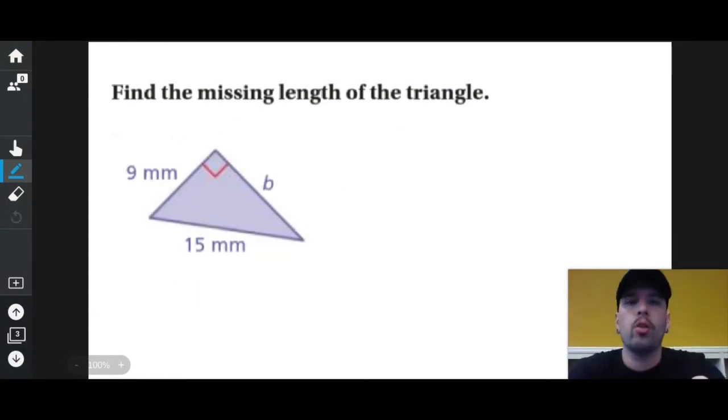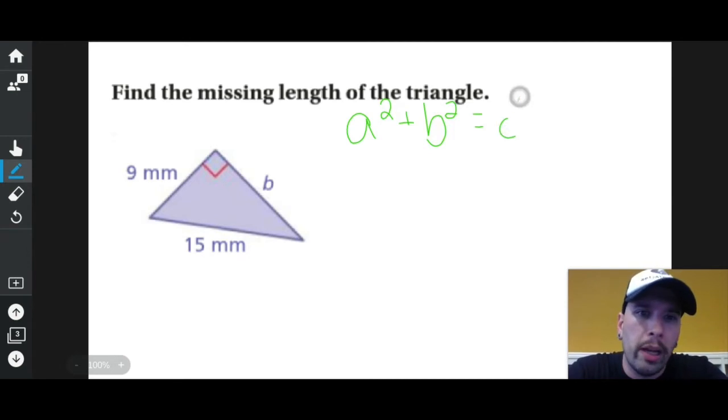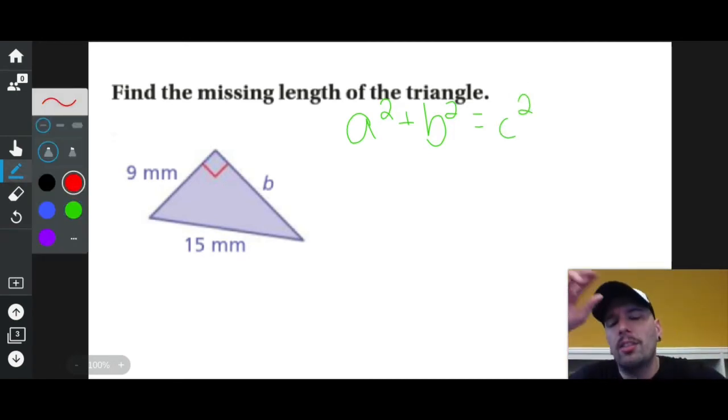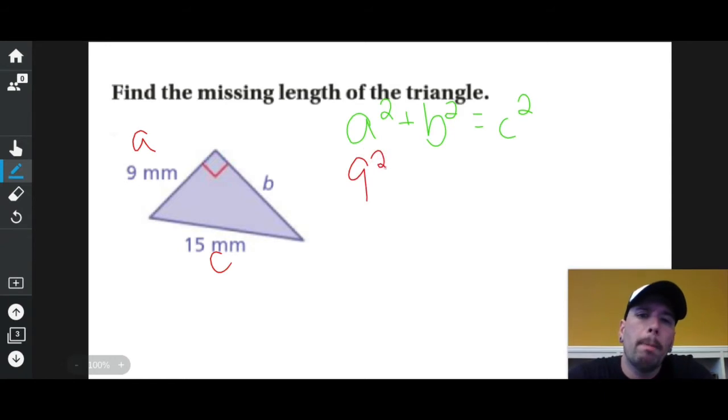Find the missing length of the triangle. Okay, well, it's a right triangle, so I'm going to write out a squared plus b squared equals c squared. Doesn't matter which one's a or b as long as the longest side is c. So you have to be c, and I'll call you a because you're already called b. Well, this one's going to be slightly different. Not hard, but different. A is 9 squared. B is b. And c is 15 squared. Just plugging them in.